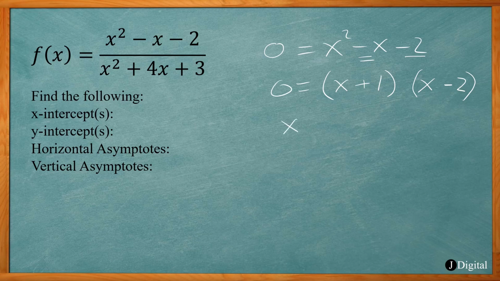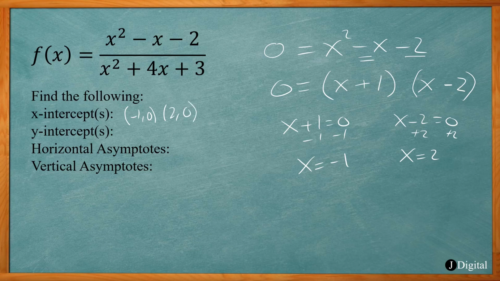We're going to set each of those equal to 0. Subtract 1 from both sides. So x equals -1. And add 2 to both sides here. X equals 2. So x-intercepts at -1, 0, and 2, 0.